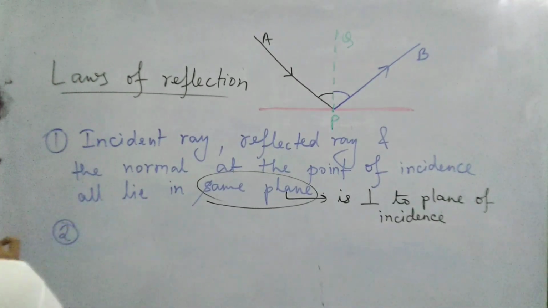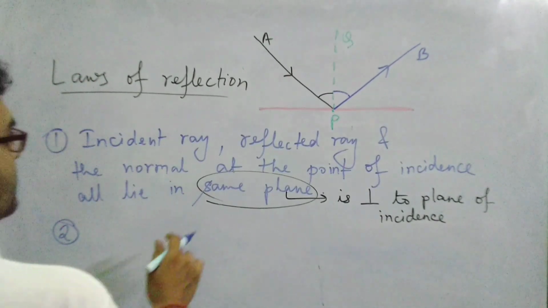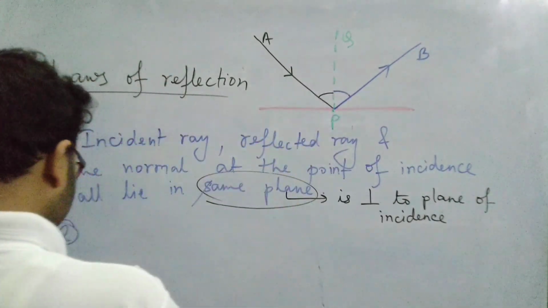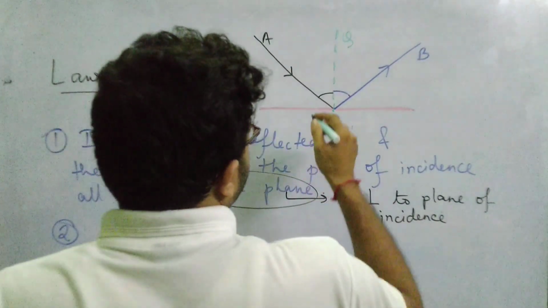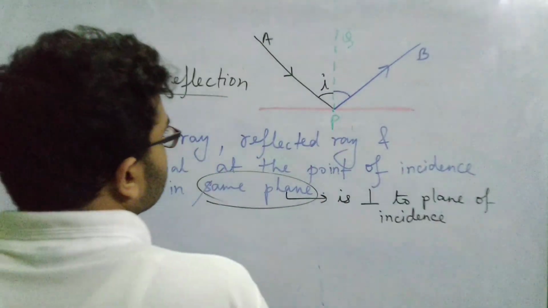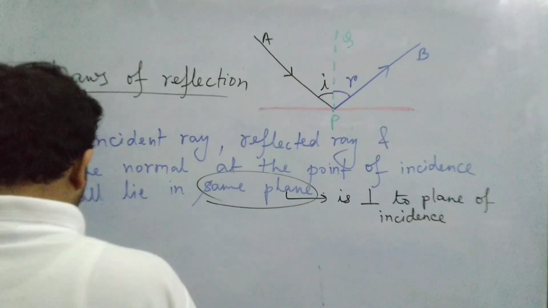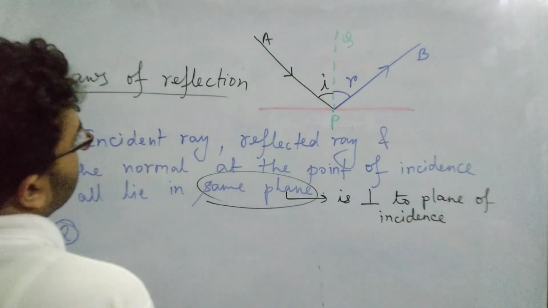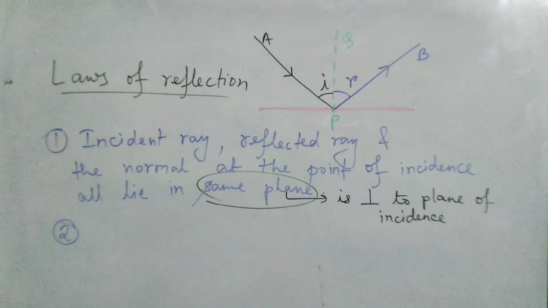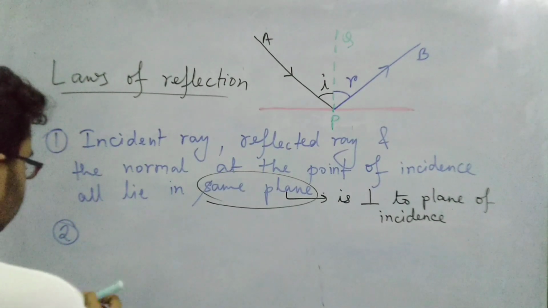What does the second law state? The second law states that whenever there is some kind of reflection, the angle of incidence, this angle of incidence, that is APQ denoted by letter I, and the angle of reflection QPB denoted by letter R, are always equal for any kind of reflection, be it regular or irregular reflection.